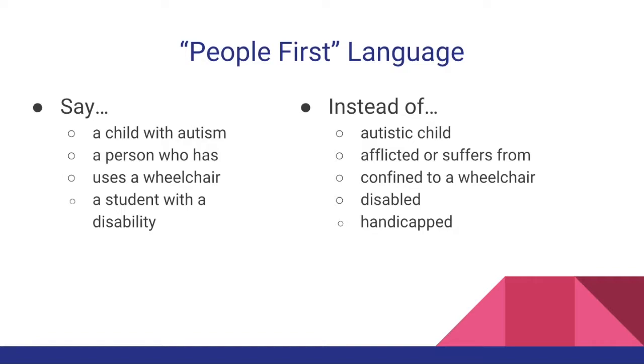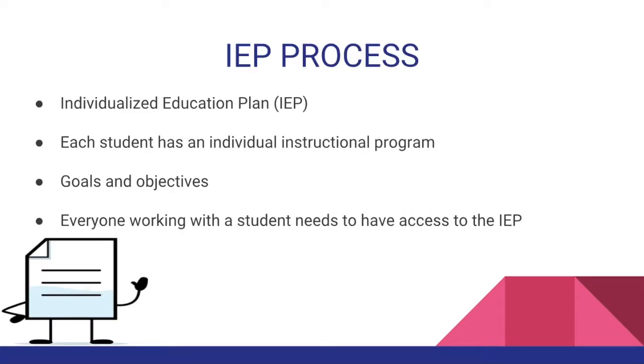Here are some examples. For example, say a child with autism instead of autistic child. Say a person who has instead of afflicted or suffers from. Say uses a wheelchair instead of confined to a wheelchair. And a student with a disability rather than disabled or handicapped.